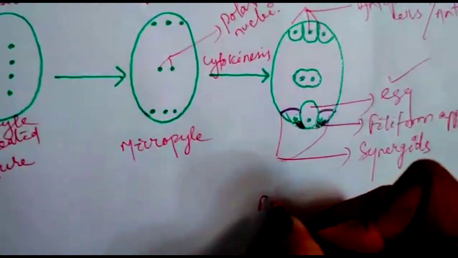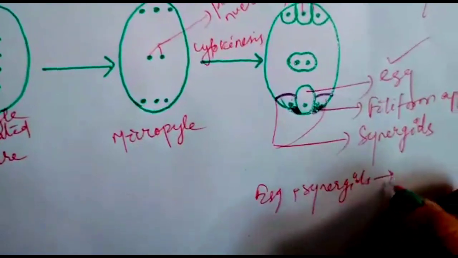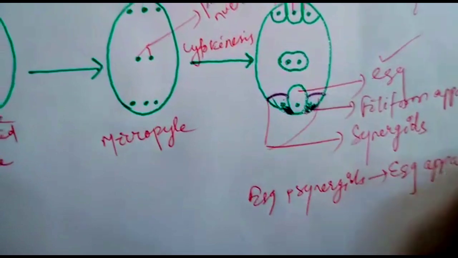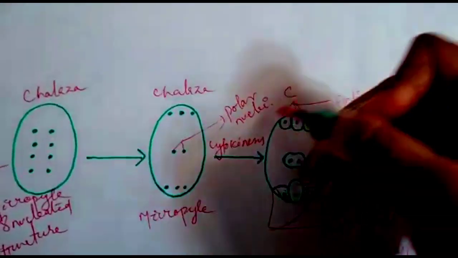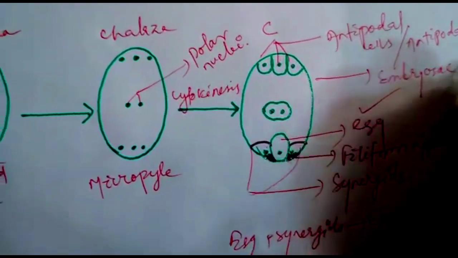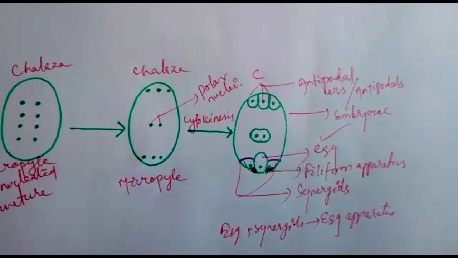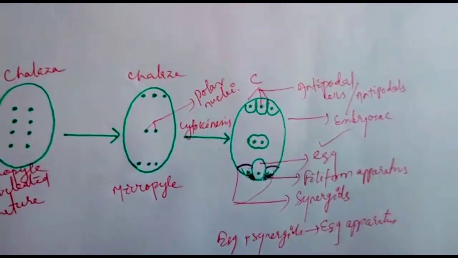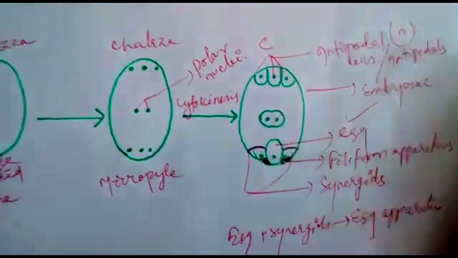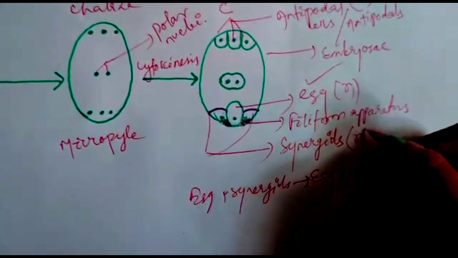The egg and synergids constitute the egg apparatus. So now this whole structure is known as the embryo sac, and the cells which are present inside the embryo sac are haploid. These antipodal cells are haploid. Then the egg is haploid and the synergids are also haploid.